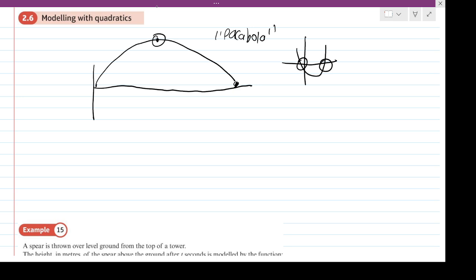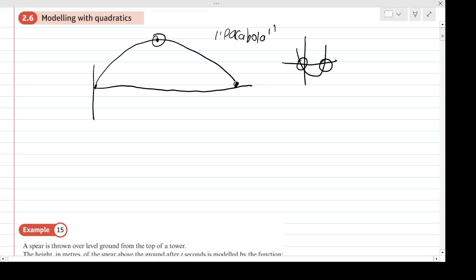So we can find a quadratic equation for this shape. We can work out quite a bit of information about it using our maths knowledge, and that'll tell us some real life information about the ball: when it hits the ground, the maximum height it reaches, and so on. Okay, so that's just the introduction to modelling.